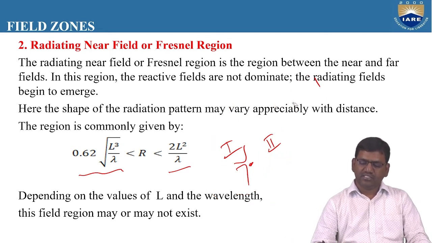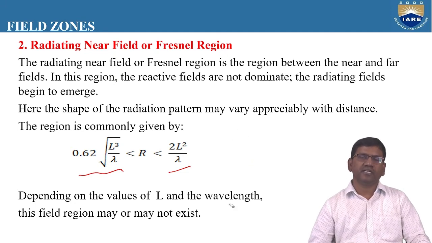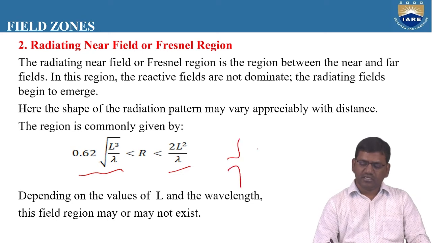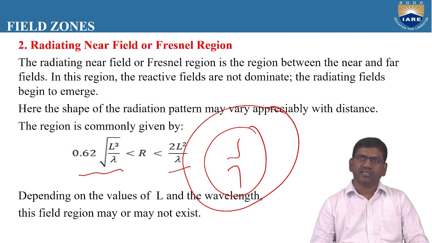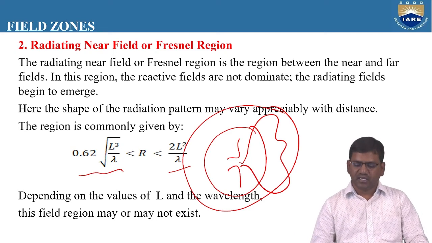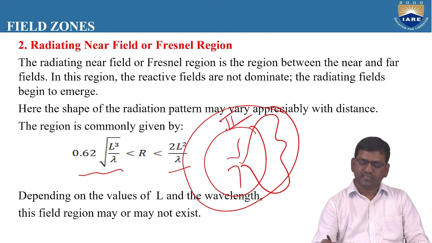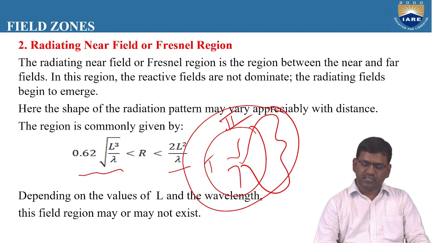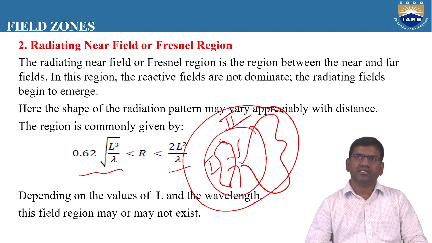In the first zone we have observed a non-uniform radiation pattern. But in the second zone, the formation of the radiation pattern will be observed, like this. In the first zone it is non-uniform.